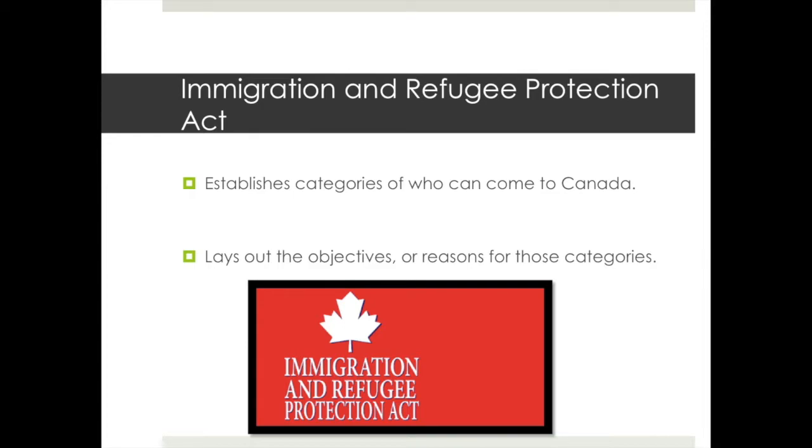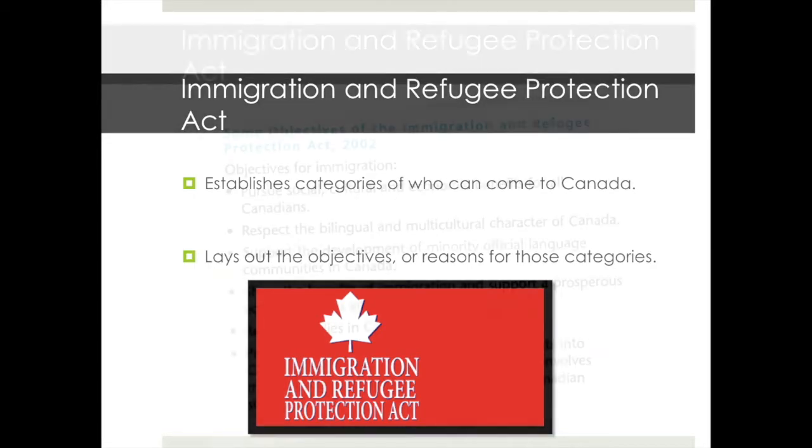So basically, why do we accept immigrants? This act says that. Why would we want to accept people? Why do we allow people to come? What's the point of doing that? And we're going to look a little bit more closely at those objectives as well. But these are just the two main things that the Immigration and Refugee Protection Act provides us as Canadians.